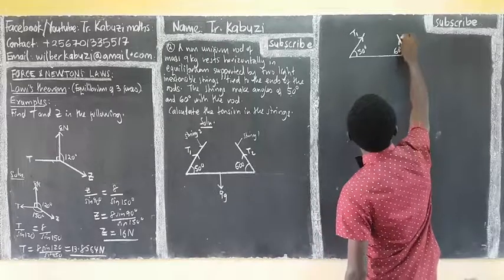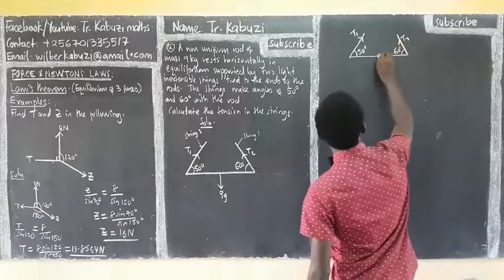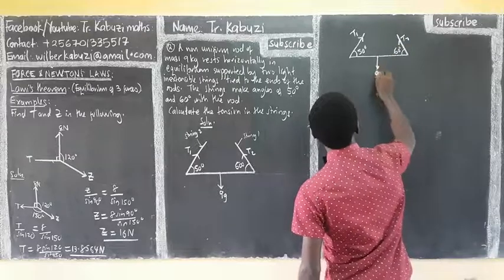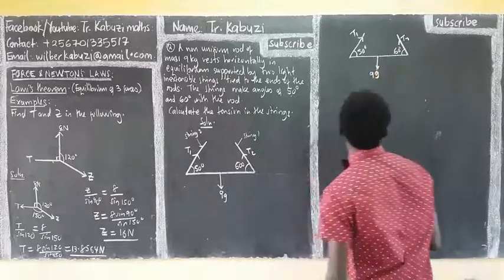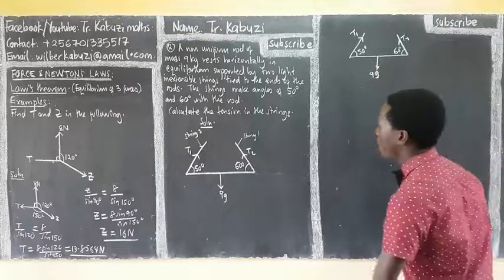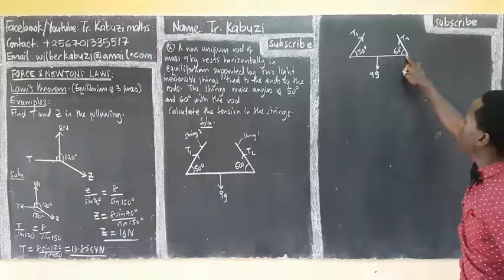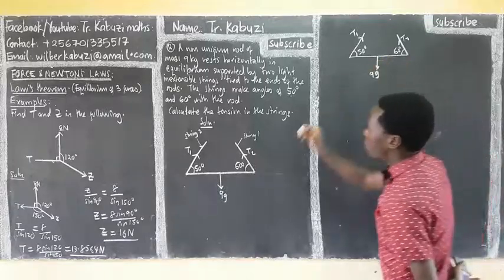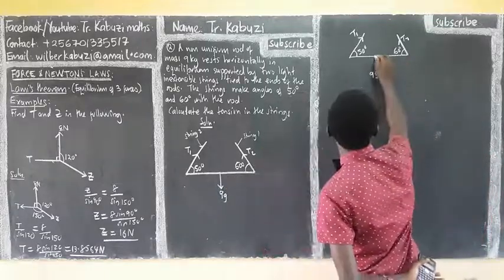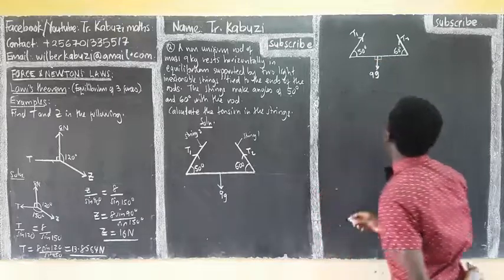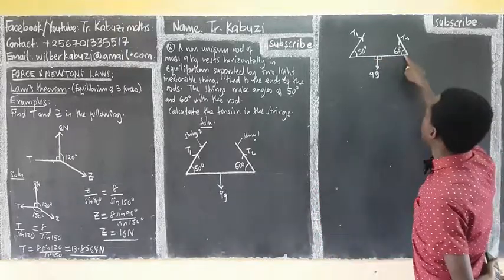This one is going to be T2, and I have a force of 9g acting, the weight of that rod. Now, if I want to start with this, remember this one is 90 degrees, of course the force is acting vertically. Now, I can bring all these forces here.